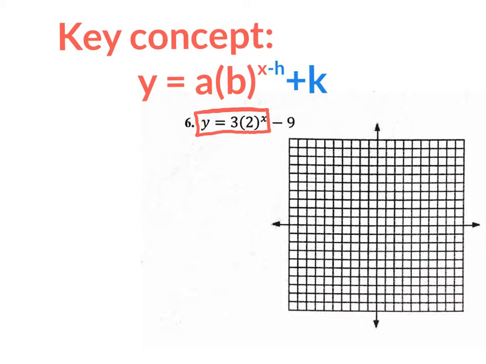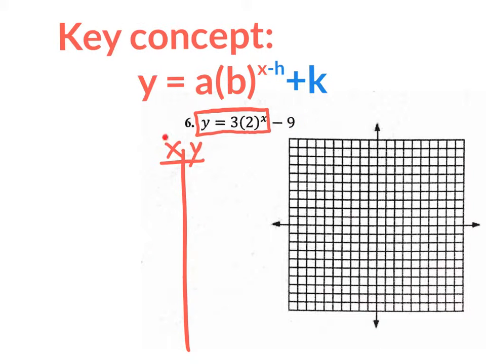But anyway, the first step is to ignore h and k, box in your function, and make an xy table for that boxed in function. This is what we call the parent graph, but we're including the a value of 3. Again, a is just the number, it's 3. b is the base, which is the growth factor, which is 2. There is no h, and the k value happens to be negative 9.